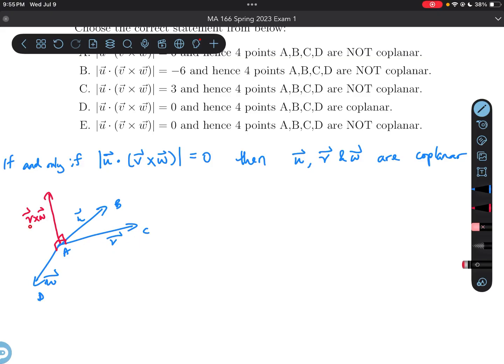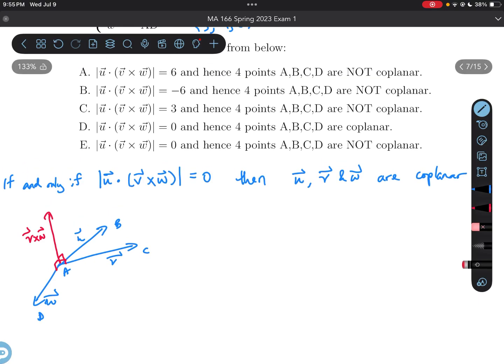If this vector is perpendicular to U as well, that means that V cross W and U also has a right angle between them. And so that means that if all three of these vectors have a right angle with V cross W, they must all lie on the same plane. That's how we prove that this statement is true. And this is also a kind of visual understanding of why this statement is true.